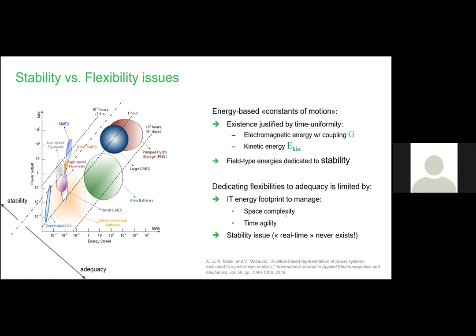Basically, the space complexity of all the assets and the time agility, because if we reduce the kinetic energy, we have to increase the capability to decide quickly how to keep the adequacy between supply and demand. And therefore, today we are here. We can consider that the mix point could be moved more to the left, but not to zero, because real time in the power system never exists due to the limit of the velocity of light.